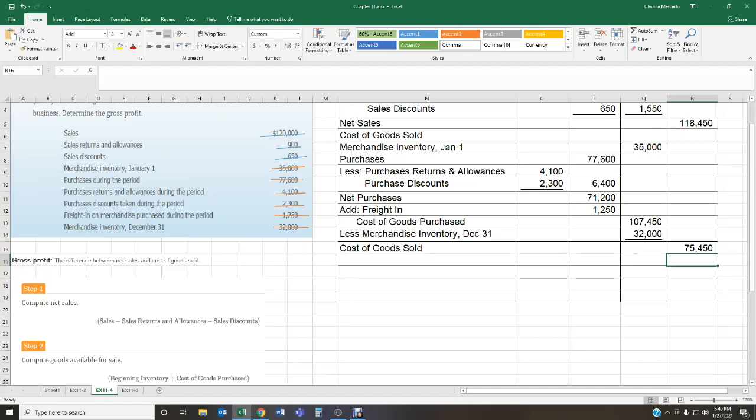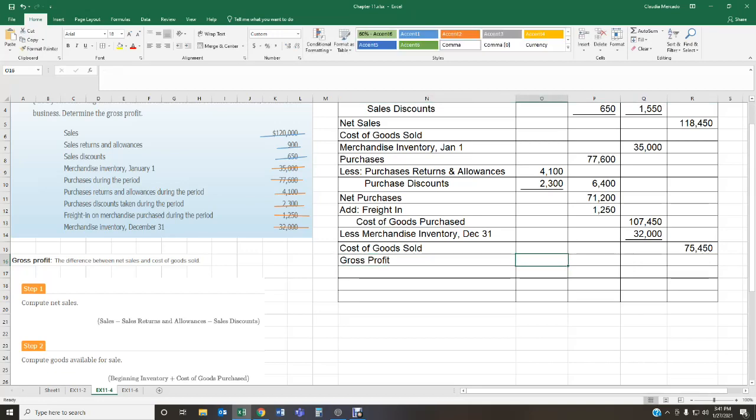Now, from that cost of goods purchased, that is what you've spent on everything that you have. I know that I have left over in the warehouse $32,000 worth of merchandise. So that means that I'm going to deduct the merchandise that I know I have in my warehouse. So that means that I must have sold the difference, which is $75,450. Now I can calculate my gross profit.